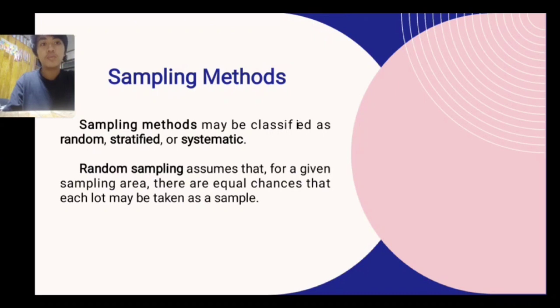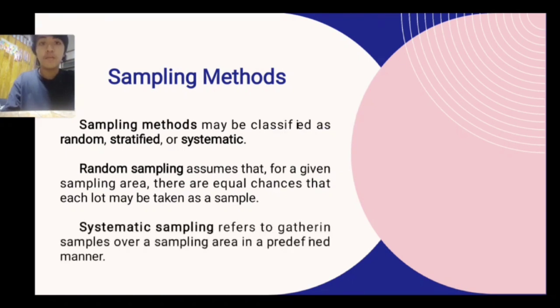Sampling methods may be classified as random, stratified, or systematic. Random sampling assumes that for a given sampling area, there are equal chances that each lot may be taken as a sample. And systematic sampling refers to gathering samples over a sampling area in a predefined manner.